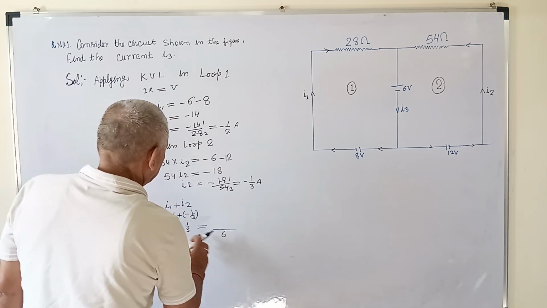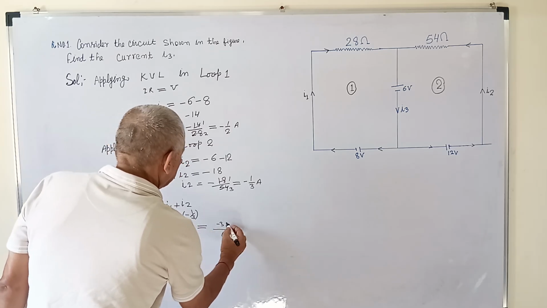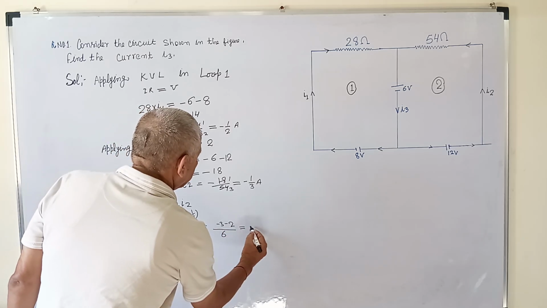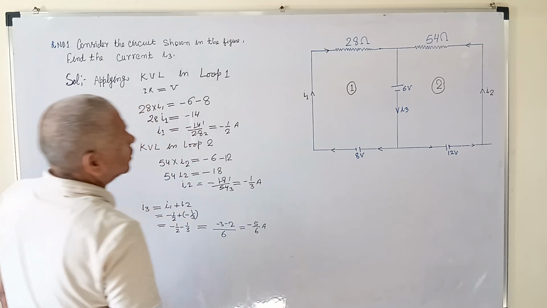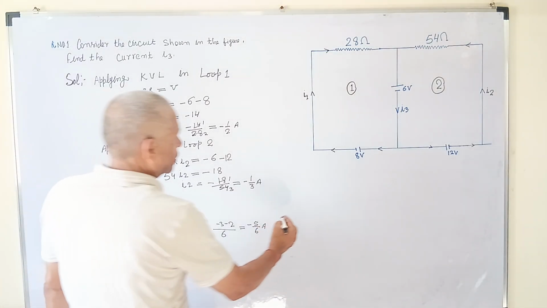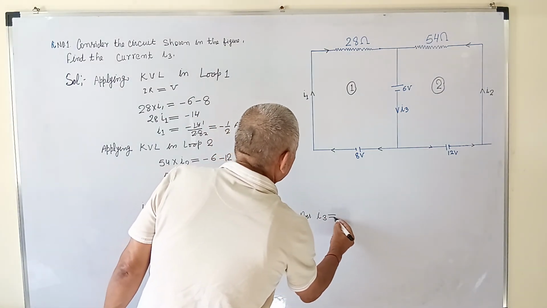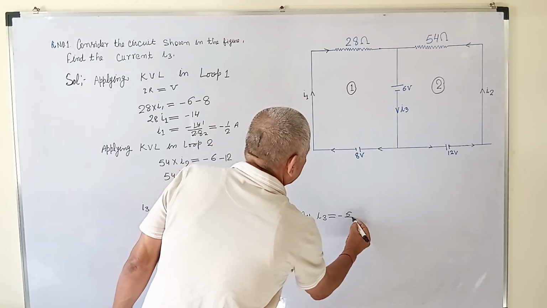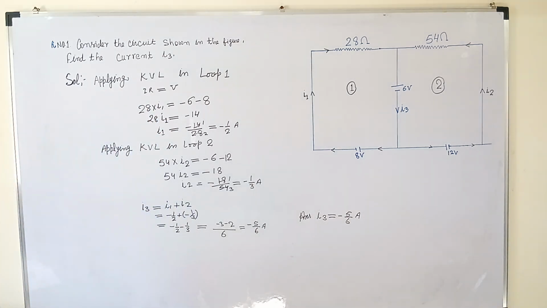So we will get -3 -2 equals to -5/6 ampere. So our answer is -5/6 ampere. So current flowing through circuit, that is I3, answer will become, I3 equals to -5/6 ampere. So in this way, by applying the Kirchhoff's voltage law in loop 1 and loop 2, we can solve the questions.